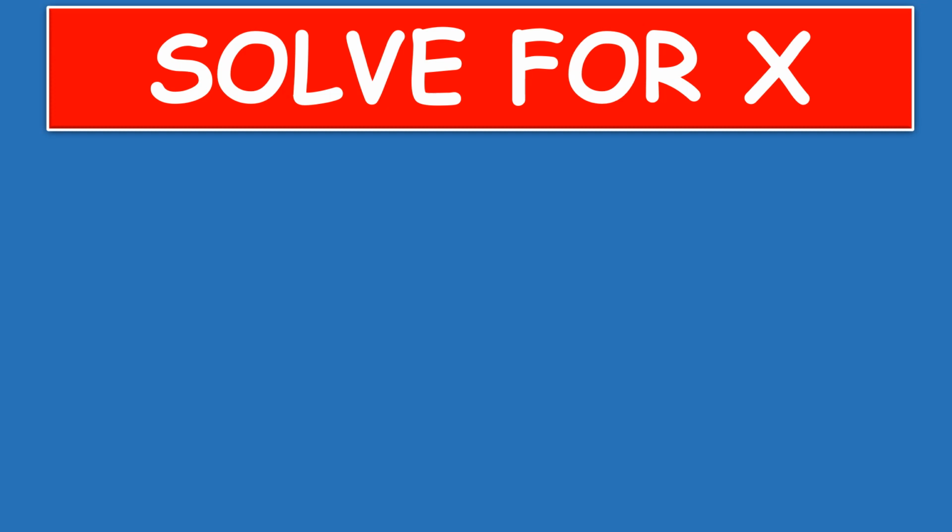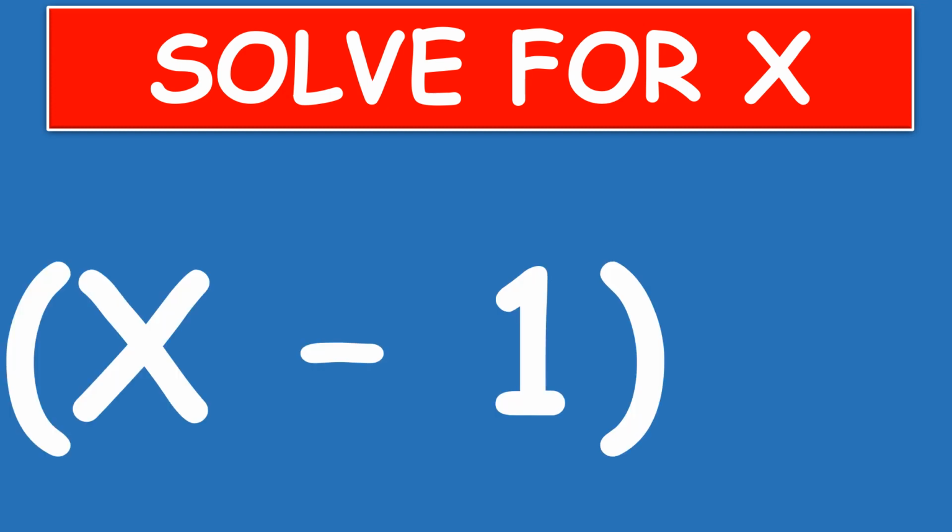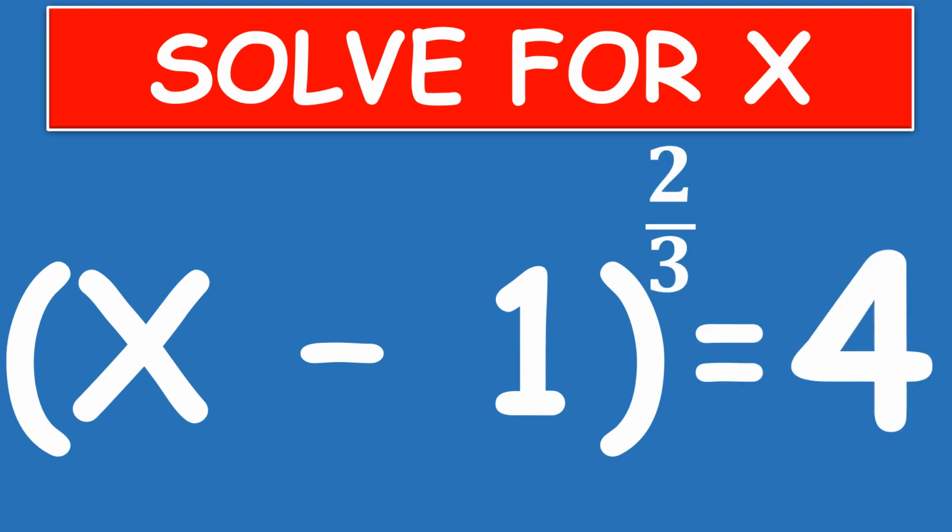Today we will be solving for x. We will be solving for x in this equation where we have (x - 1) all raised to the power of 2/3 equals 4. That is, what value of x do we put in this equation, so that the left hand side will equate to 4 on the right hand side?